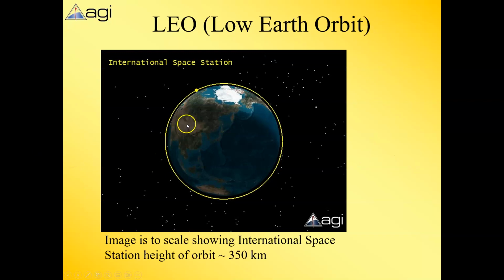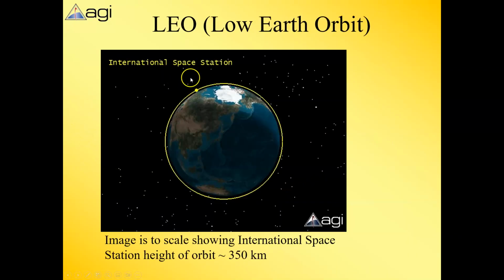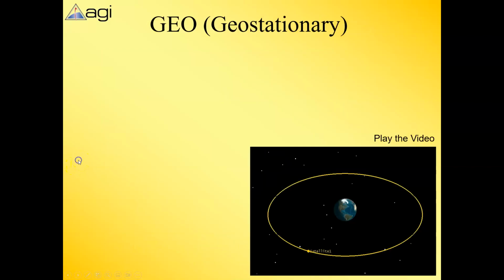So you can see here that we've got a representation of the International Space Station, and you can see that it is pretty close. Even though we think it's way up in space, it's still pretty close to the planet as it orbits around. So this image is to scale, showing that the height of the orbit is about 350 kilometers.